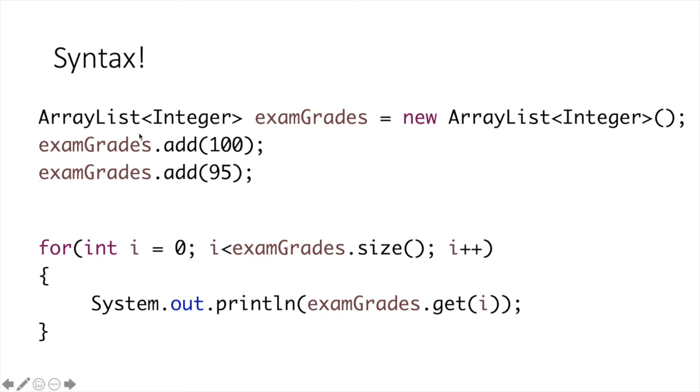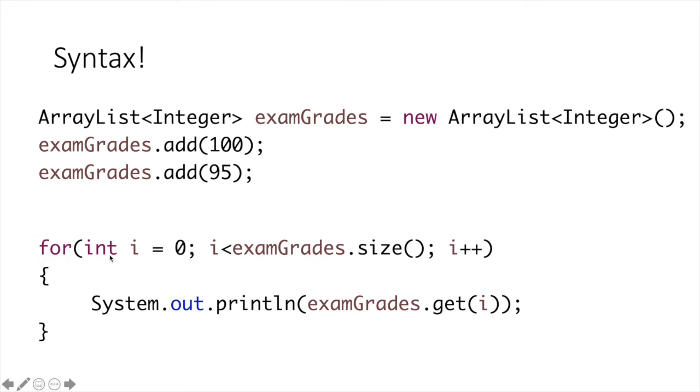So again, I've made an array list of type integer so I can add ints to the list. I've named it examGrades, and then I've added two different numbers to the list. 100 would be at index 0 and 95 would be at index 1. I've written an example that loops through this array list. It's very similar to how you've probably written loops with arrays before.